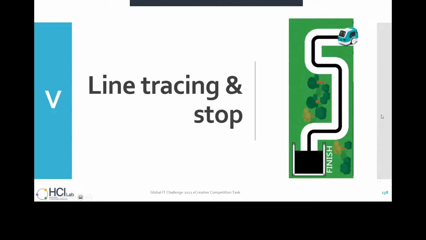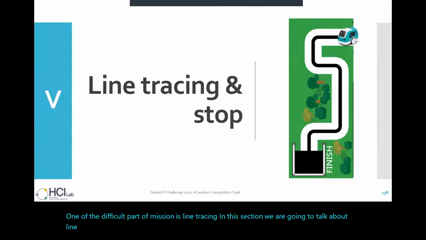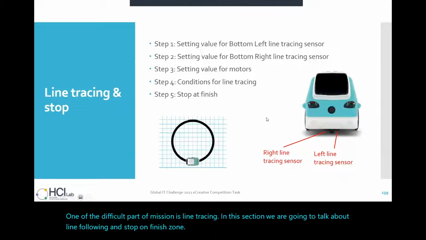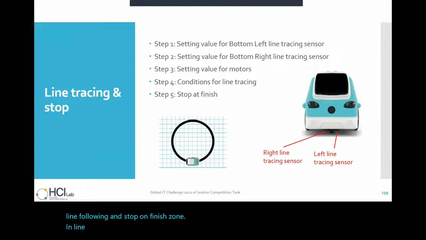One of the difficult parts of the mission is lane tracing. In this section, we are going to talk about line following and stopping on the finish zone. In line tracing, we need to set the bottom left and bottom right IR sensors, set values for the motors, and make conditions for line tracing and for stopping at the finish.